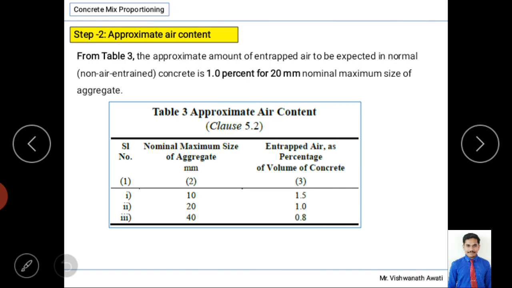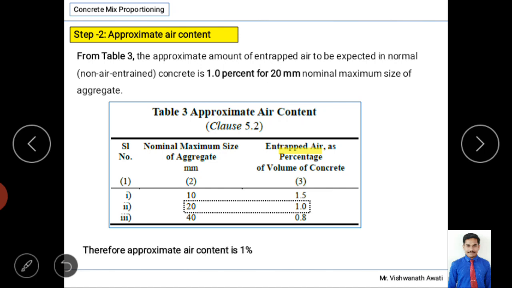The first column is the serial number, the second column is the nominal maximum size of aggregate, right? For us it is 20 mm. The nominal size of aggregate is 20 mm, and entrapped air as percentage of volume of concrete is column 3. So we'll get 1%. They already mentioned here it is a percentage. So 1% is for 20 mm nominal size of aggregate. Therefore the approximate air content is 1%. Correct. And we'll go for the next step.